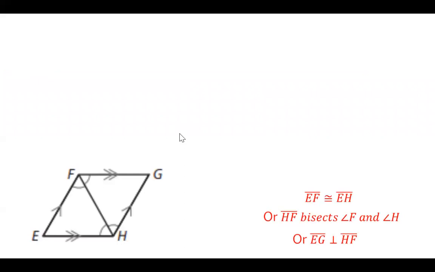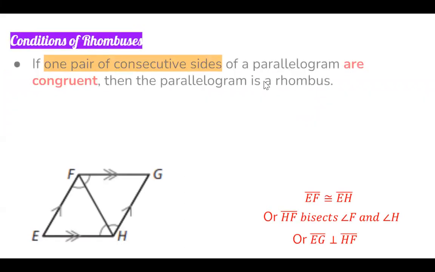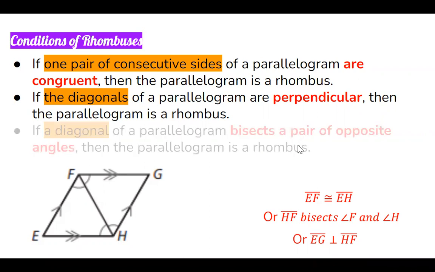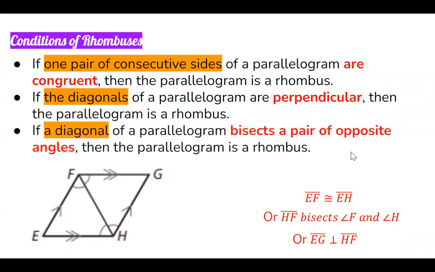The next condition is on a rhombus. Now it states that all we have to have is one pair of consecutive sides that are congruent. If that is true, then the parallelogram is automatically a rhombus. Second condition: if the diagonals of a parallelogram are perpendicular, then the parallelogram is automatically a rhombus. And the last one: the diagonals bisect a pair of opposite angles. Then the parallelogram is automatically a beautiful rhombus.